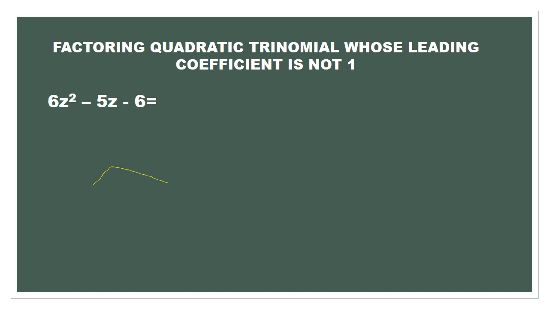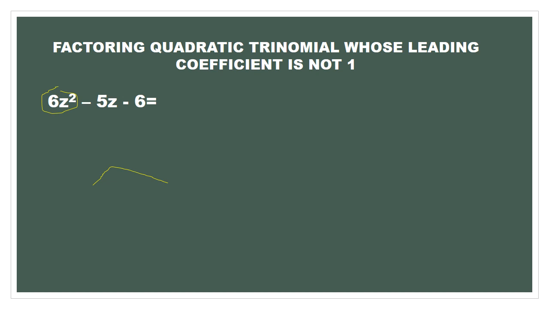This time, our topic is about factoring quadratic trinomial whose leading coefficient is not 1. Tingnan ninyo yung first term of our given. It is 6z squared, that is our leading coefficient. 6 is greater than 1, kaya it is factoring quadratic trinomial whose leading coefficient is not 1. Paano ang pagkukuha ng factors ng ganitong given?